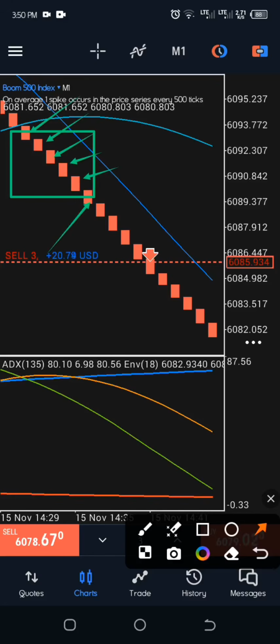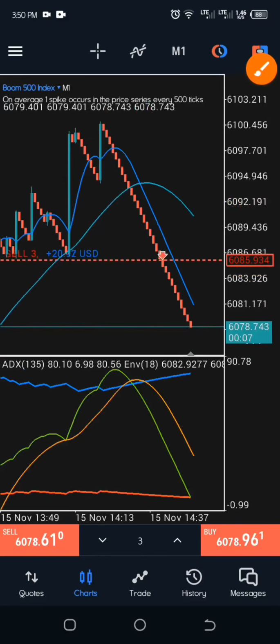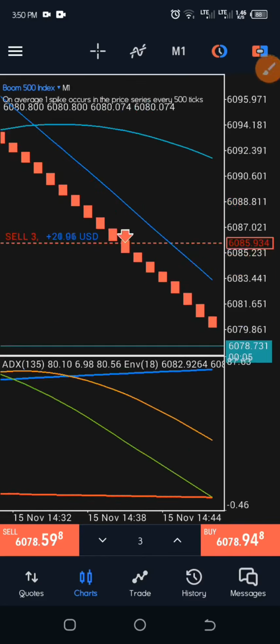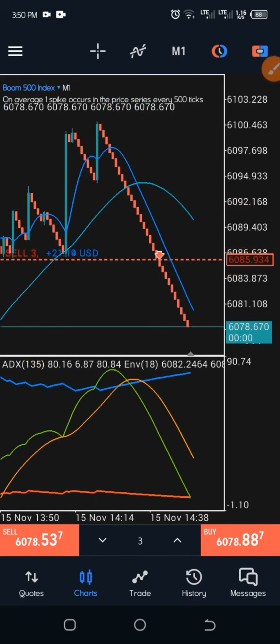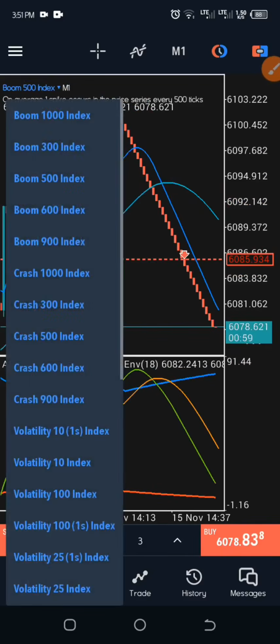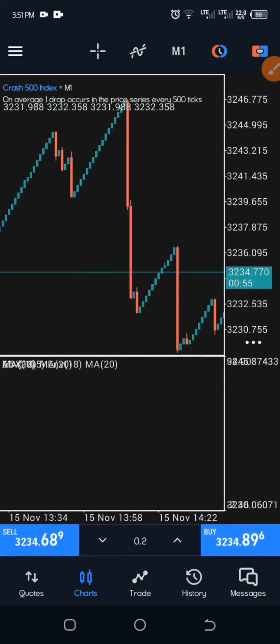So that is the candle we are going to enter our trade from, and then you target your 20 to 30 candles. Okay, this is now 10 candles, so I'm still expecting 10 more candles before I close the position. So let's look for another example, and I'm going to go to Crash 500 to look for another example here.